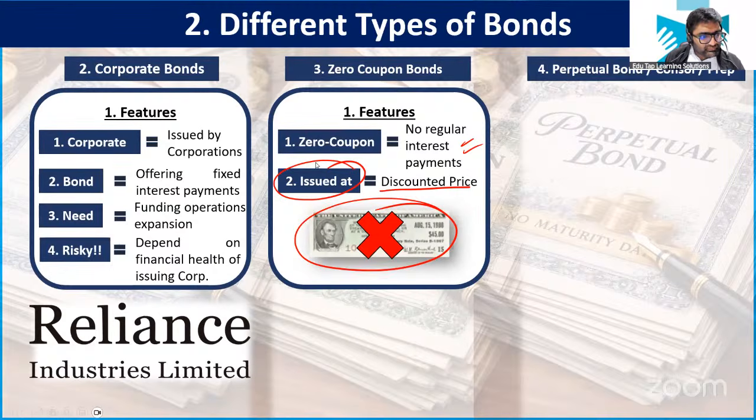So is there any difference between debentures and corporate bonds, or they are the same? Yes, it is the same. So I said we can call it debenture also. Private companies issue, we call it corporate bond, or we call it debenture, right?